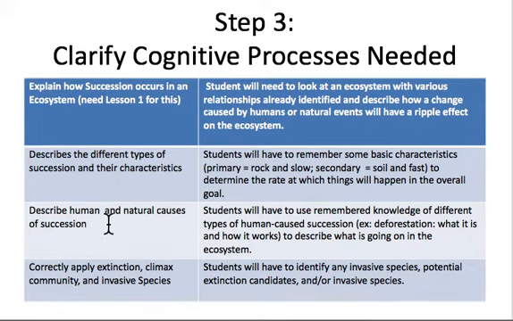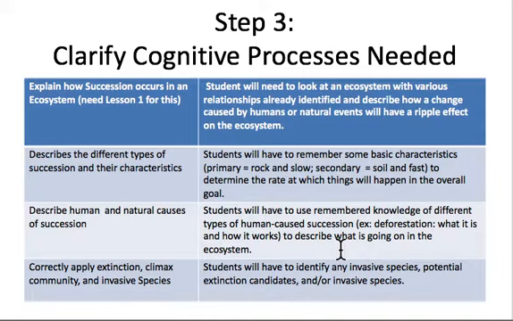Second one, describing human and natural causes of succession, right? This is going to be up to me to teach them different kinds or to teach them how to look at new kinds. But I would probably pick 3 of each, right? 3 human ones, things like pollution, deforestation, and maybe some more specific thing like mining or water management or something like that, that would give me a lot of mileage.